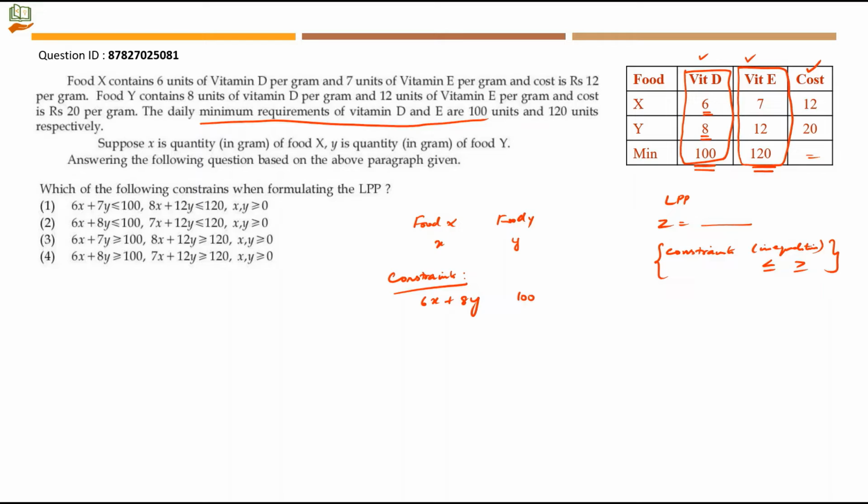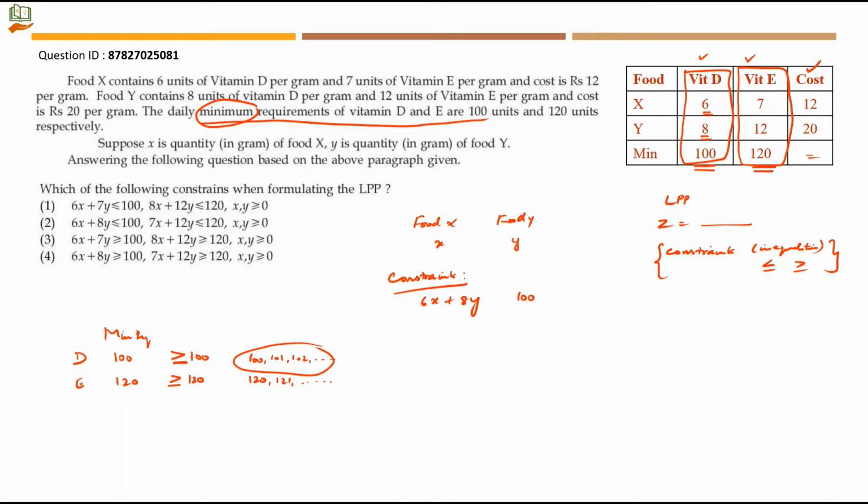So now let's read the statement again. The daily minimum requirements of vitamin D and E are... If they say 100 is the minimum requirement, it means greater than or equal to 100. If they say 120 is the minimum requirement for vitamin E, it means it is greater than or equal to 120. So the values will be like 100, 101, 102 and it goes on. Here the minimum requirement is 120 for vitamin E. It means it starts from 120, 121 and it goes on. We will represent 100 and more as greater than or equal to 100.